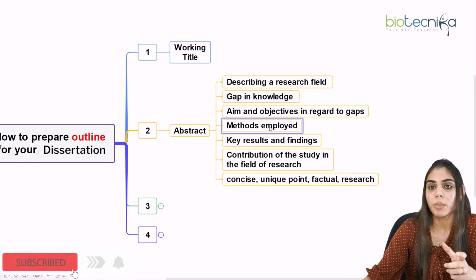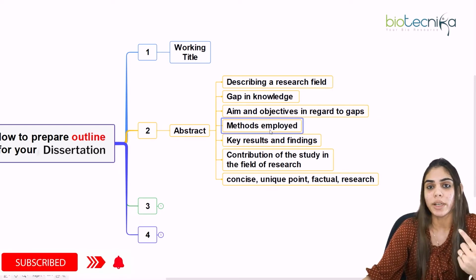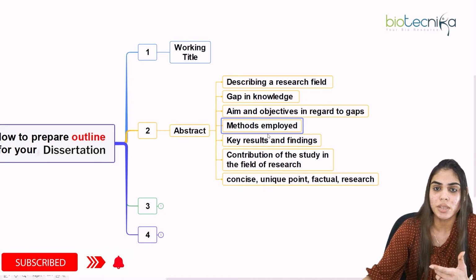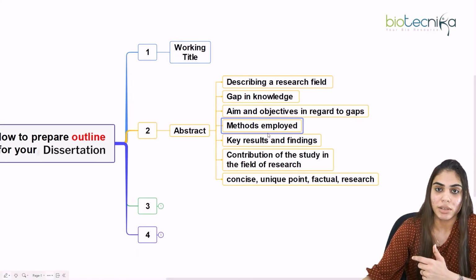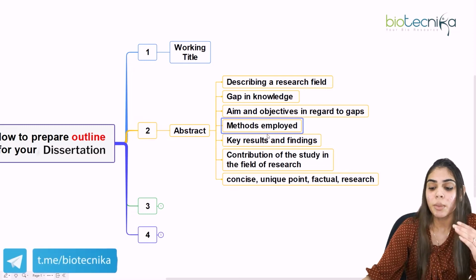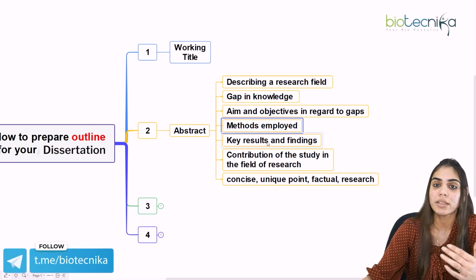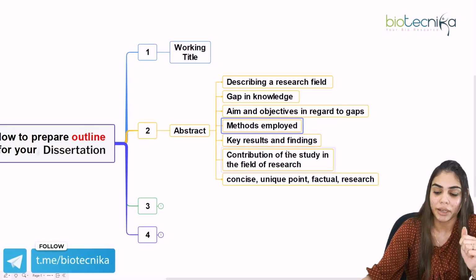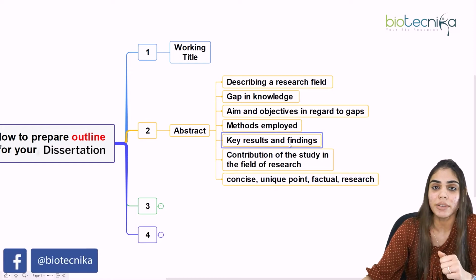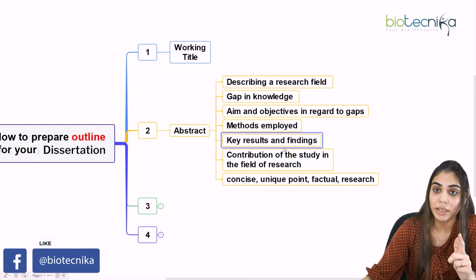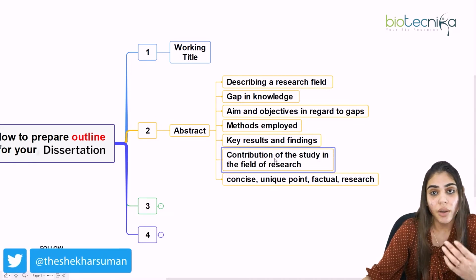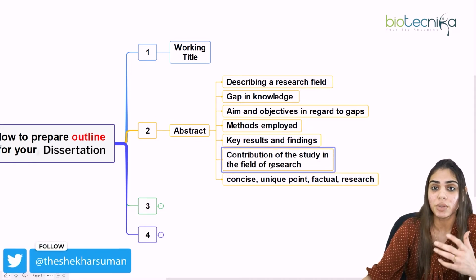You need to write about the methods employed: that you have employed this method, used these techniques, and ultimately found that result. That should be in one line again, but I am mentioning here what all things you need to include in that single paragraph. Then key results and findings. This is just a chronological order. You have to mention the key results and findings. What is your contribution to that particular study, your project?